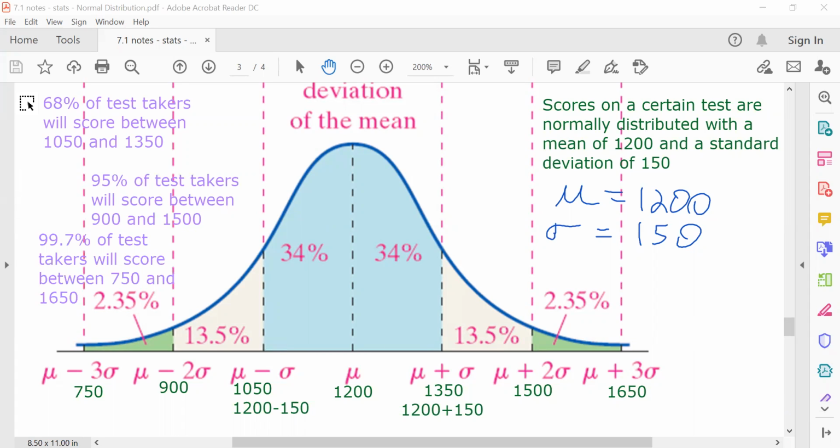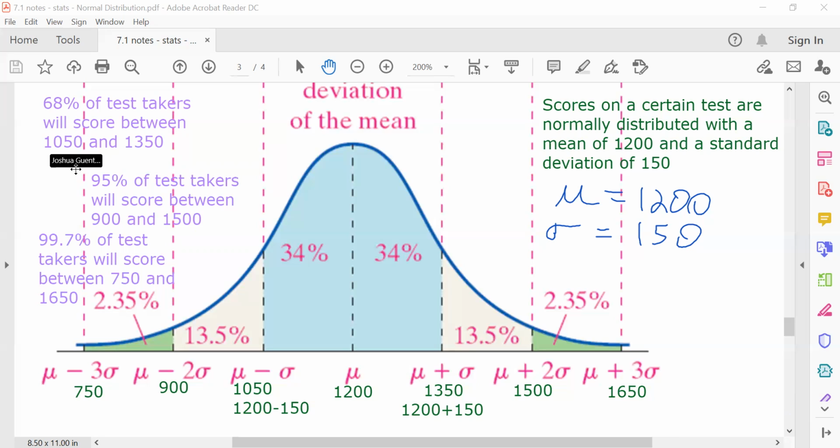I can say, there's a 68% chance that this single person's exam score will be between 1050 and 1350. There's a 95% chance that they will score between a 900 and a 1500. And finally, there's a 99.7% chance, or an almost guarantee, that they will score between 750 and 1650. That's what I can do. That's the probability interpretation of this because of how it lays down.